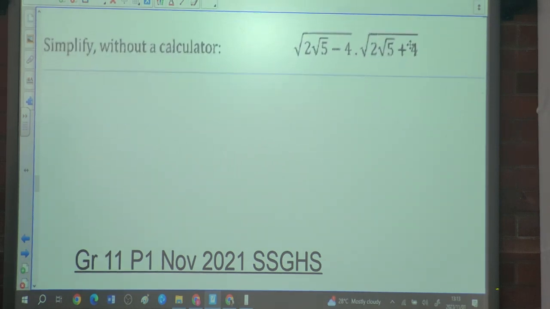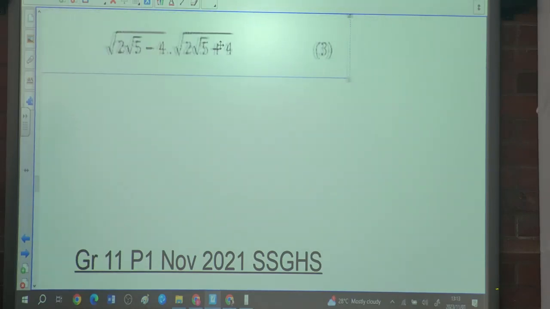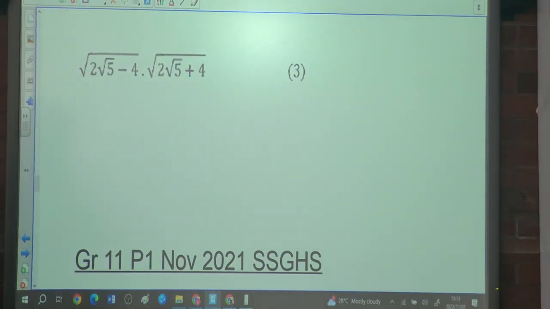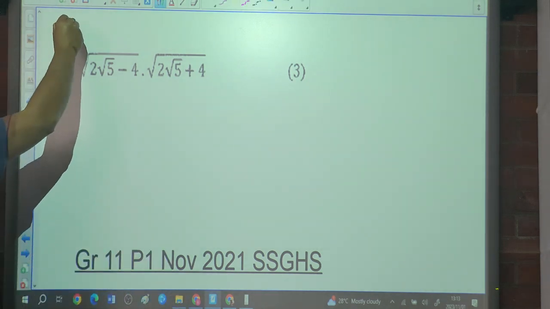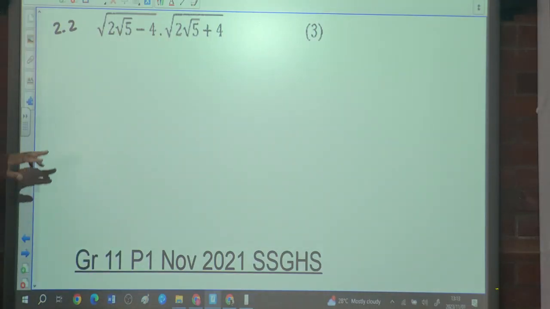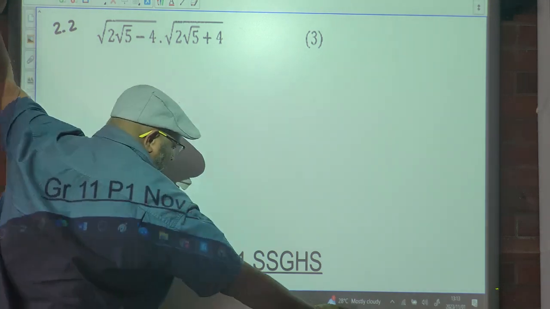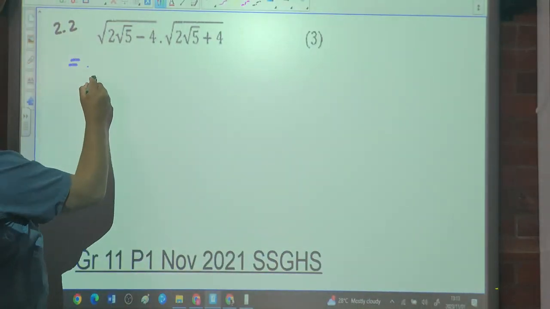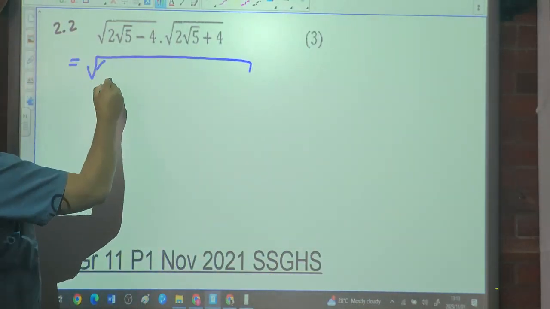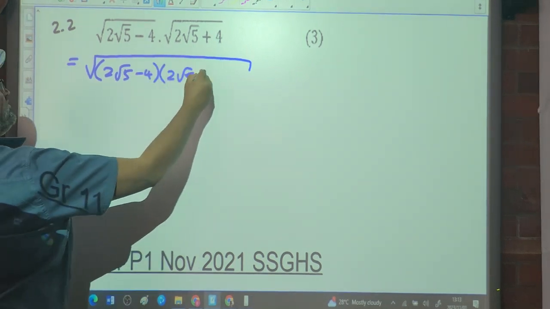For 3 marks, we are told simplify without a calculator. 2.2. What do you notice about the sum? The conjugate pair. That's all. So, as you can see, this can be written as 2 square root 5 minus 4 times 2 square root 5 plus 4.